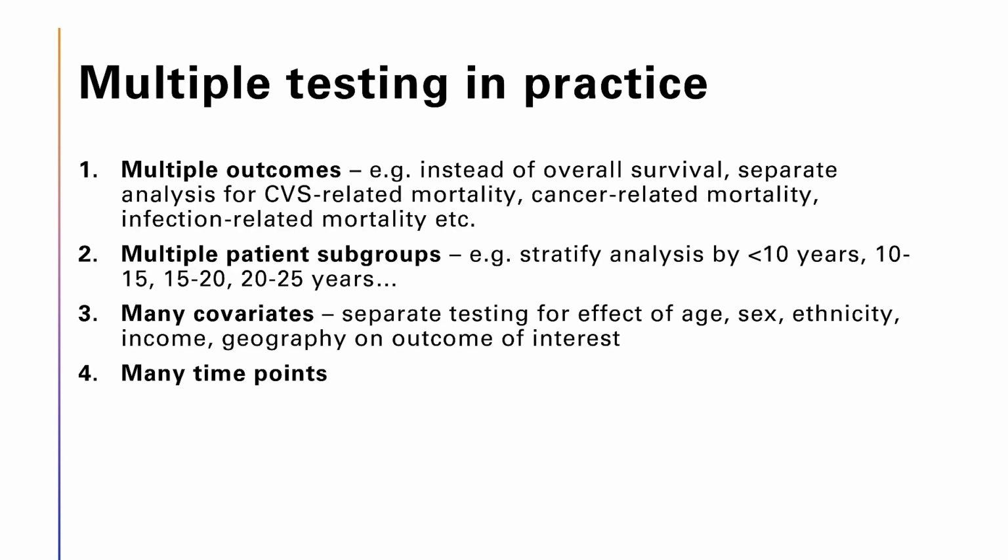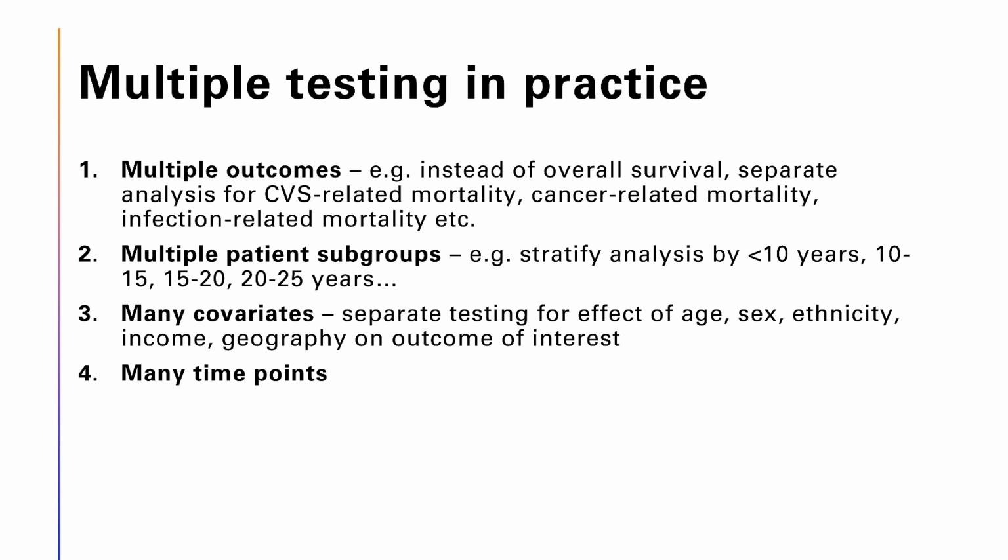So how does this manifest in medical research? Let us look at some common patterns of analysis that can yield false positive results due to the problem of multiple testing. First, a study can test for many outcomes instead of a single composite outcome. For example, instead of just analyzing one outcome like overall survival, a study could split it into several separate outcomes such as infection, cardiovascular, cancer-related, or other types of mortality.